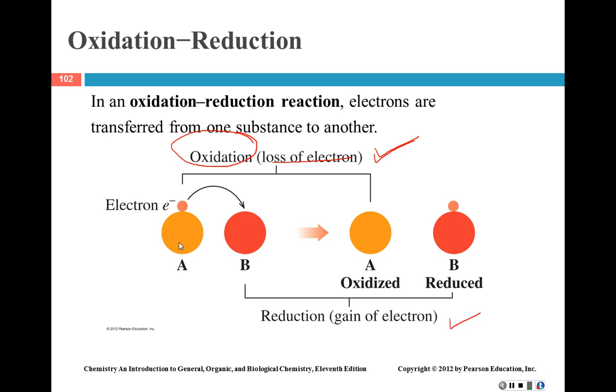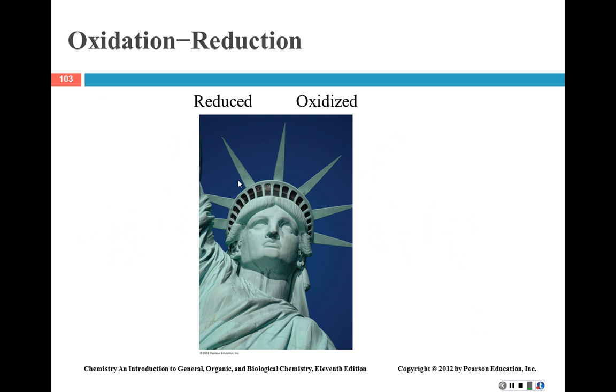And so if you have an electron available and you lose it from A to B, then A no longer has that electron, B does. So A is oxidized, B is reduced. Okay, and they always go together. You cannot have one without the other, because the electron has to go somewhere. And so one gives it up and the other one receives it.